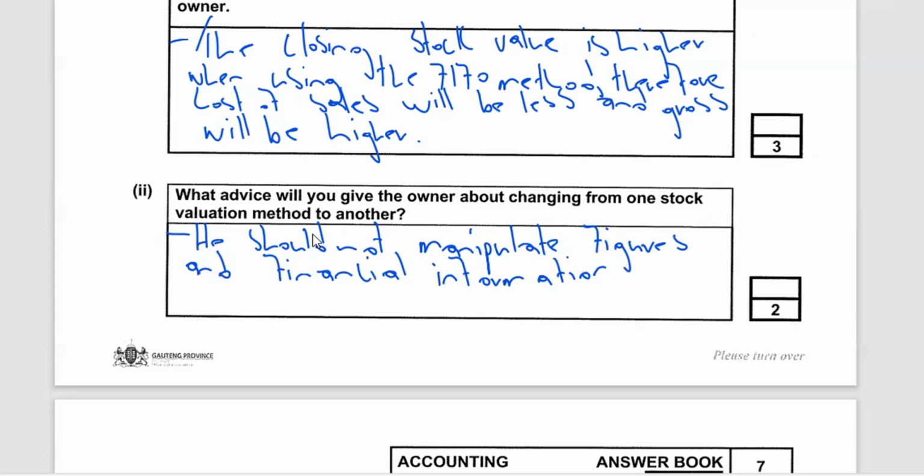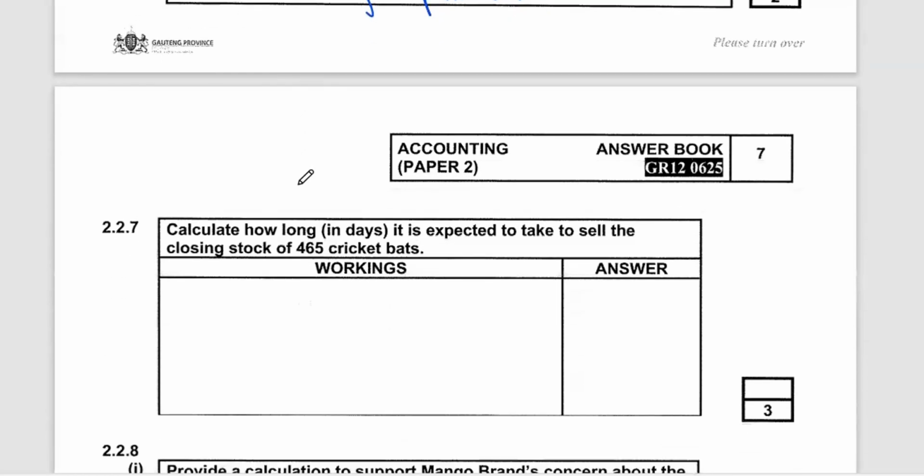We can also say he should get permission from SARS before changing the stock valuation method. Then now we are done.